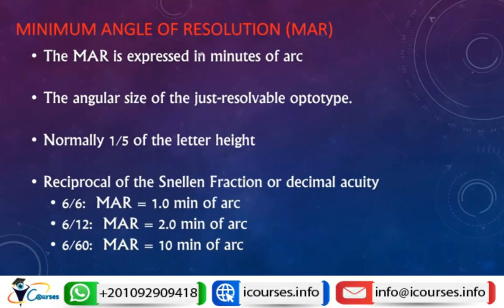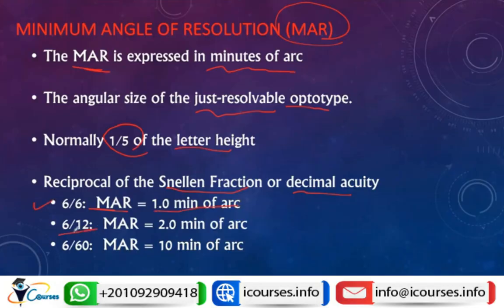The minimum angle of resolution itself can be used for notation. The minimum angle of resolution, as we said, is expressed in minutes of arc. It is the angular size of the just resolvable optotype, normally one fifth of the letter size. It is the reciprocal of the Snellen fraction or the decimal acuity, meaning that a patient who has a 6/6 Snellen visual acuity has a minimum angle of resolution of 1 minute of arc, as we just mentioned.